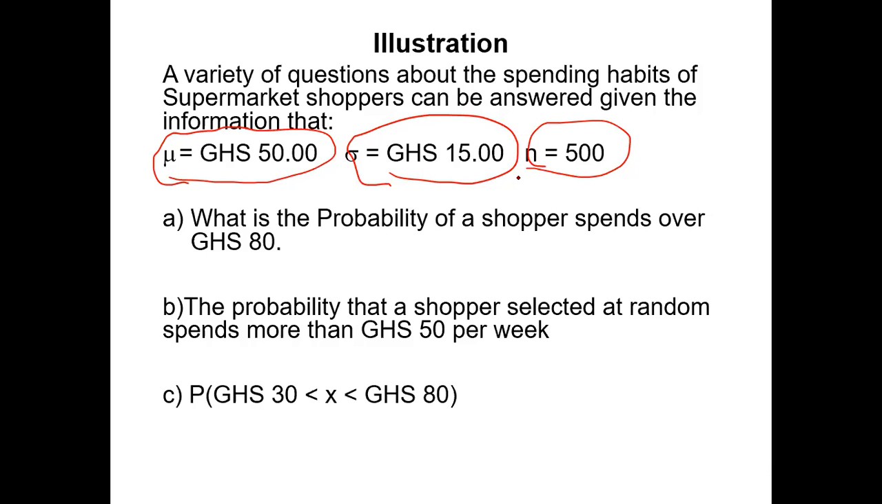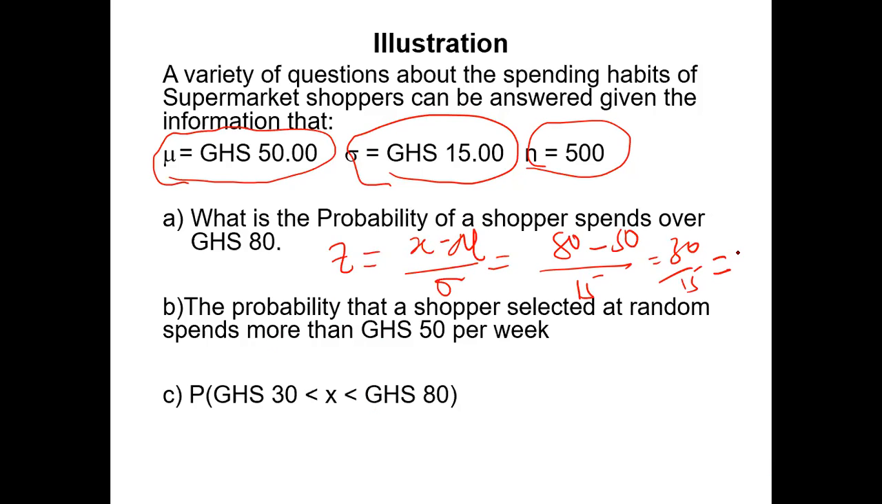What is the probability that a shoplifter spends over 80 cedis? First of all, we have to compute the standardized value for 80 cedis, which will be x minus the mean over the standard deviation. So 80 minus the mean of 50, over the standard deviation of 15. 80 minus 50 is 30, over 15. So the standardized value for 80 is 2.